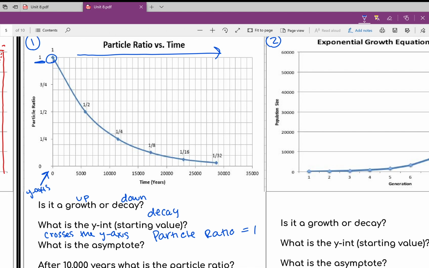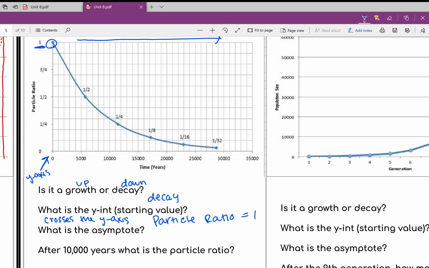Then it says, what is the asymptote? Remember, in Algebra 1, the only asymptote we are ever going to deal with is when y is equal to 0. And the line y equals 0 is the x-axis. Our blue exponential function is never going to go past the x-axis. So that's why our asymptote is y equals 0.